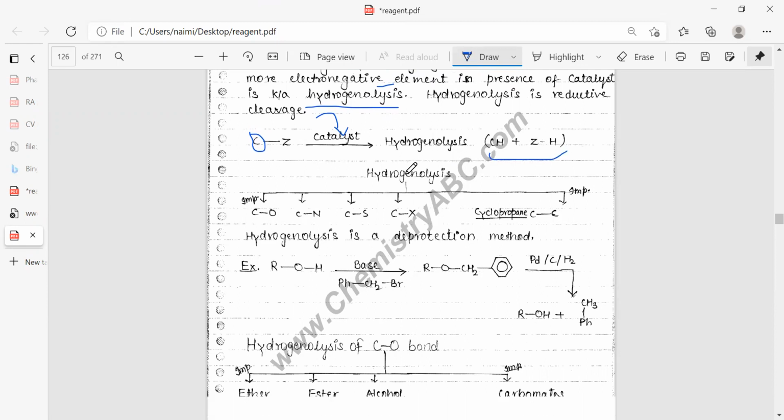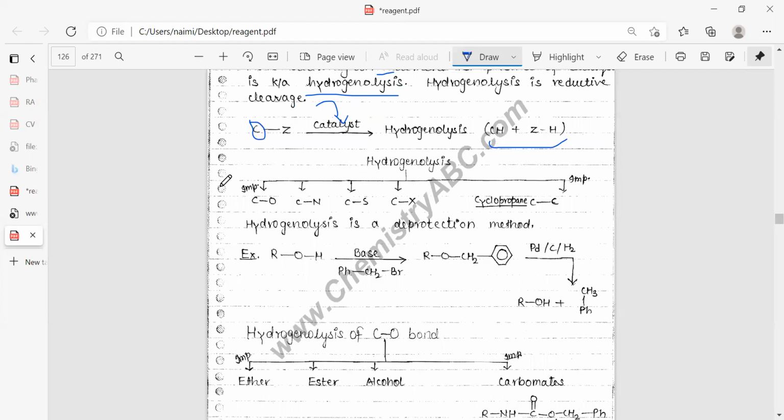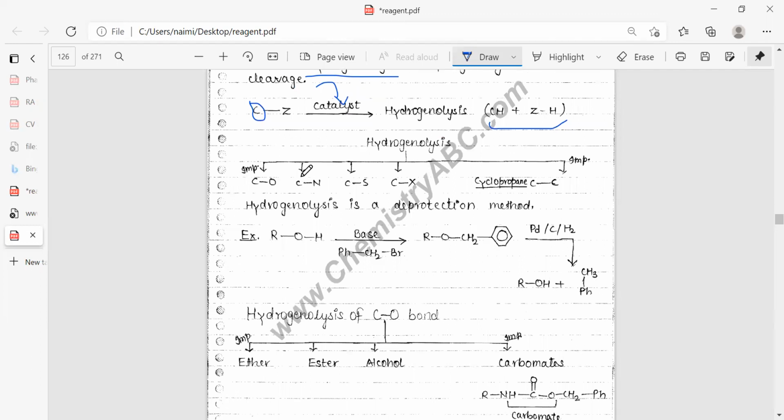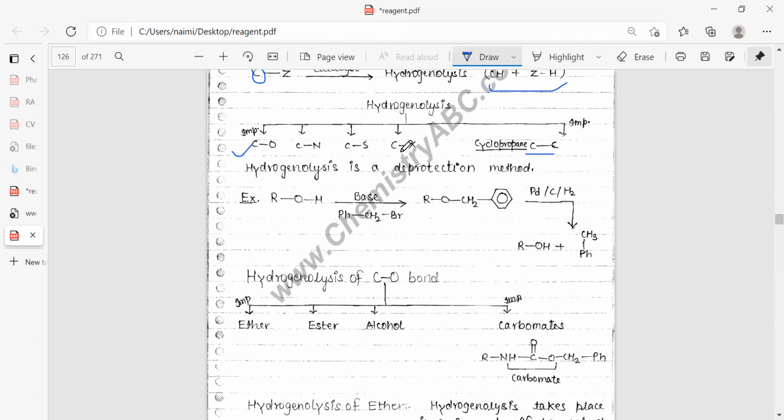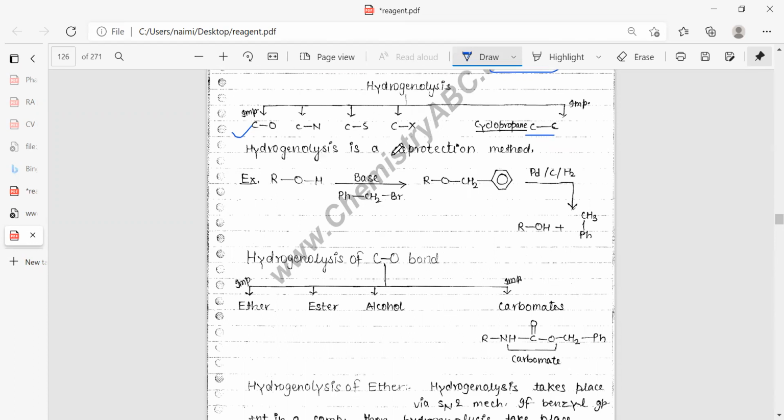Okay, so for hydrogenolysis there are lots of reagents used for the hydrogenolysis of C-O, C-N, C-S, C-X, like that, cyclopropanone and carbon-carbon single bond. Okay, so hydrogenolysis is a deprotection method.